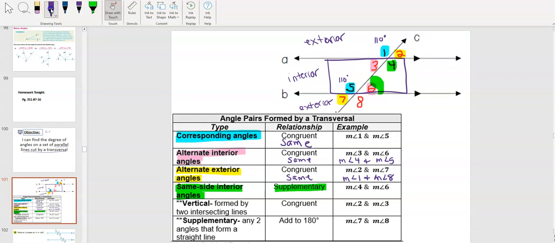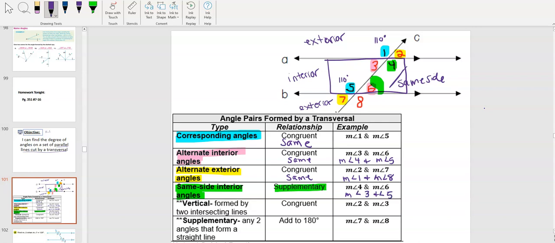And it's because if you think about what we just said, they are on the same side and inside the parallel lines, but they're on the same side of the transversal. So the other set of same side interior angles is 3 and 5.